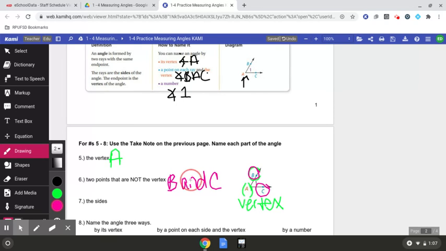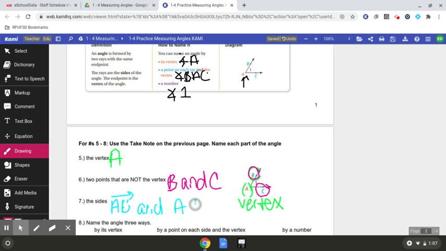And then the sides. The sides are rays, so you want to use the vertex as your start point for both of them. So we could do ray AB, and we have AC with the ray symbol. Okay, so those are the sides of your angle.